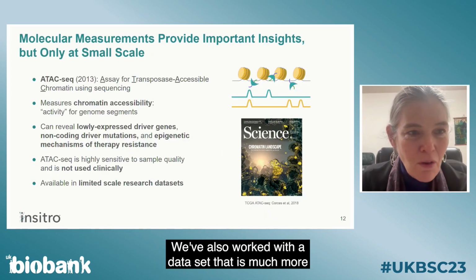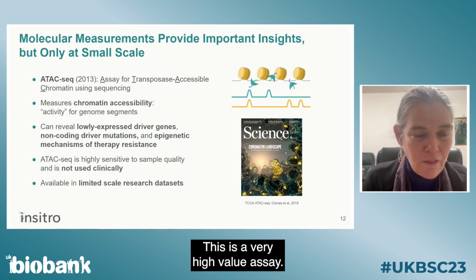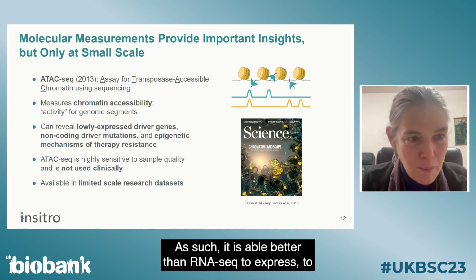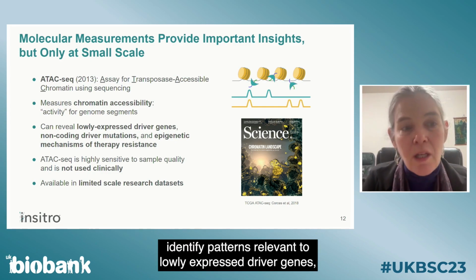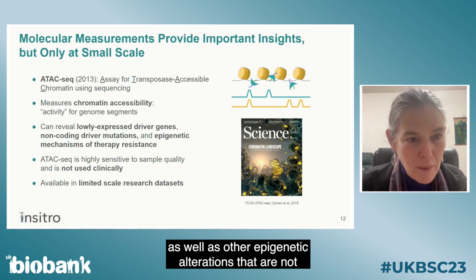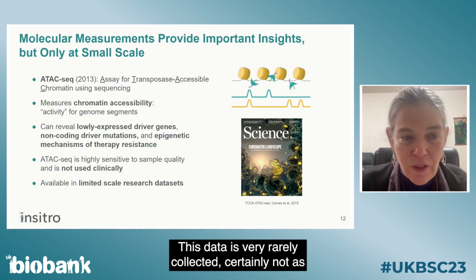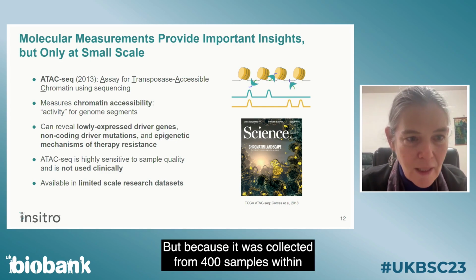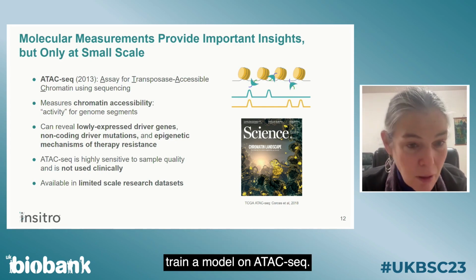RNA-seq is only the beginning. We've also worked with a data set that is much more challenging, ATAC-seq. This is a very high-value assay. It measures chromatin accessibility of the genome. As such, it is able, better than RNA-seq, to identify patterns relevant to lowly expressed driver genes, as well as other epigenetic alterations that are not associated with coding genes. This data is very rarely collected, certainly not as part of the standard of care, but because it was collected from 400 samples within TCGA, we're able to take the same embedding and train a model on ATAC-seq.